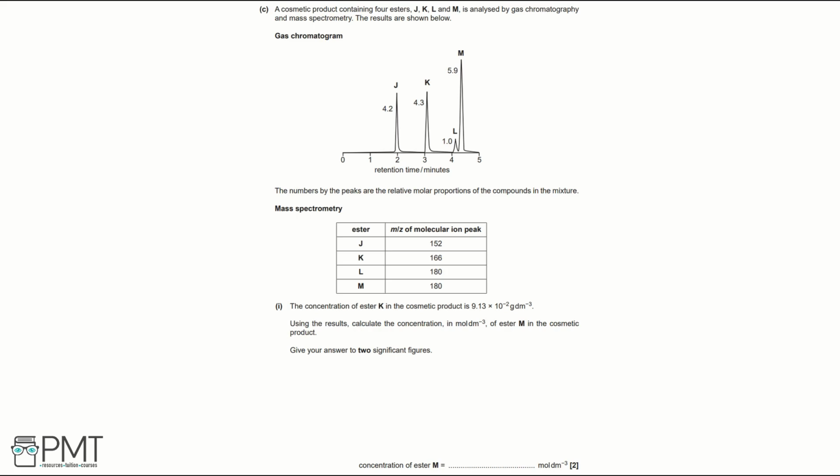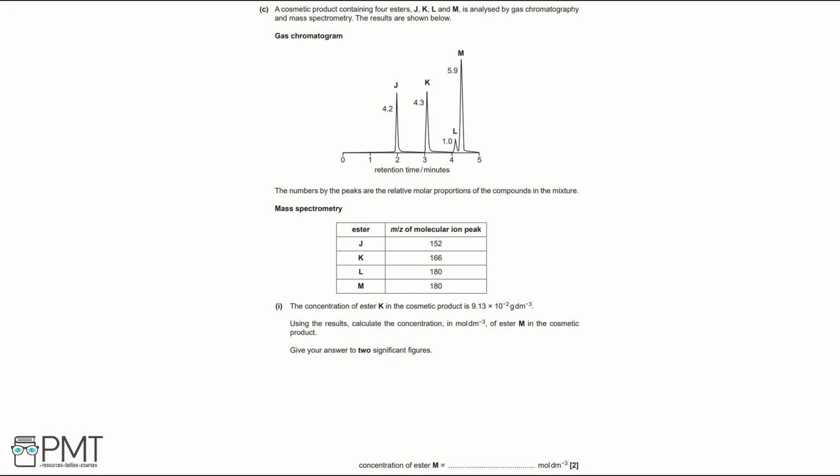Part C. A cosmetic product containing 4 esters J, K, L, and M is analysed by gas chromatography and mass spectrometry. The results are shown below. The number of peaks are the relative molar proportions of the compounds in the mixture. Part 1. The concentration of ester K in the cosmetic product is 9.13 times 10 to the negative 2 grams per decimeter cubed.